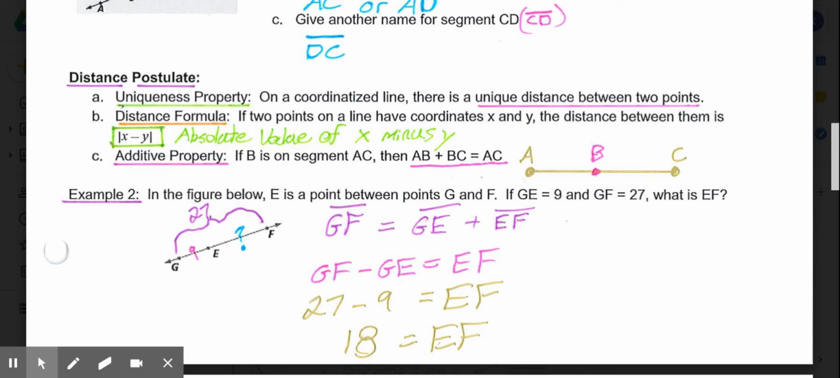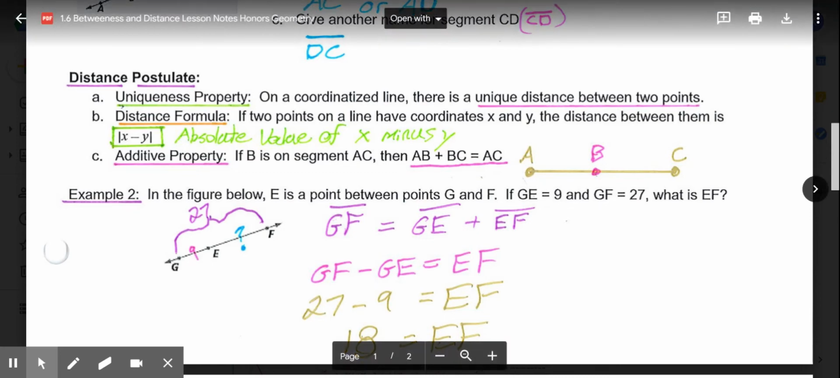And a reminder, absolute value means how far away from 0. It's these 2 vertical lines for the symbol. So that would always make our distance positive. You cannot have a negative distance in this case.